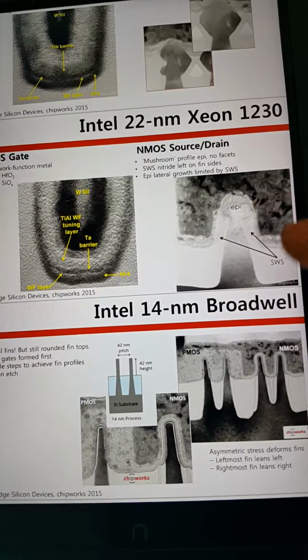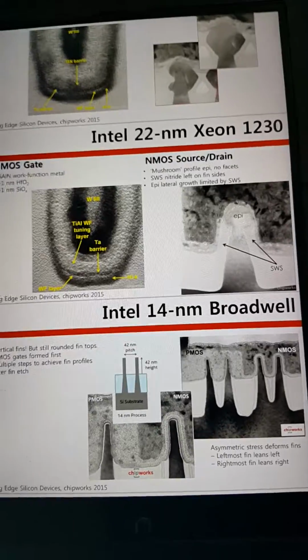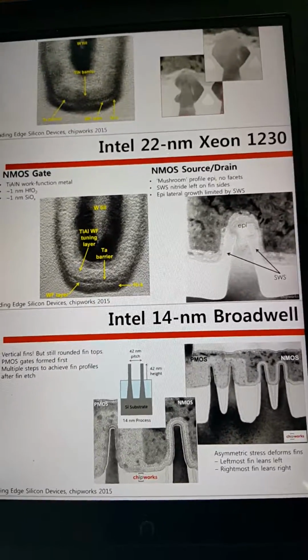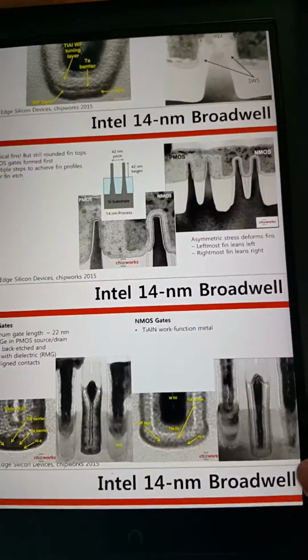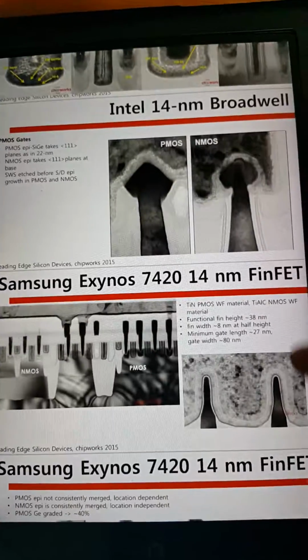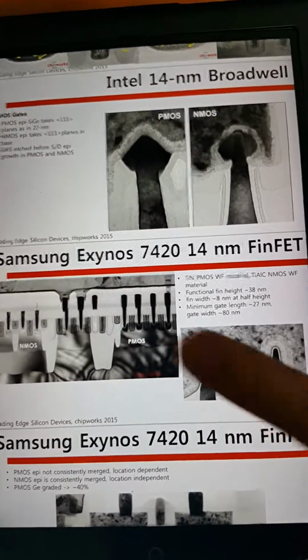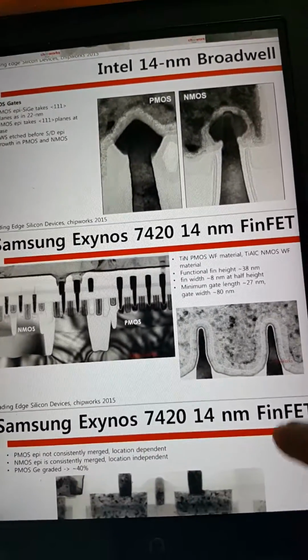And so epi growth, epitaxial growth, is limited by shallow trench. And this figure is Intel 14 nanometer Broadwell. And this figure is the NMOS and PMOS.